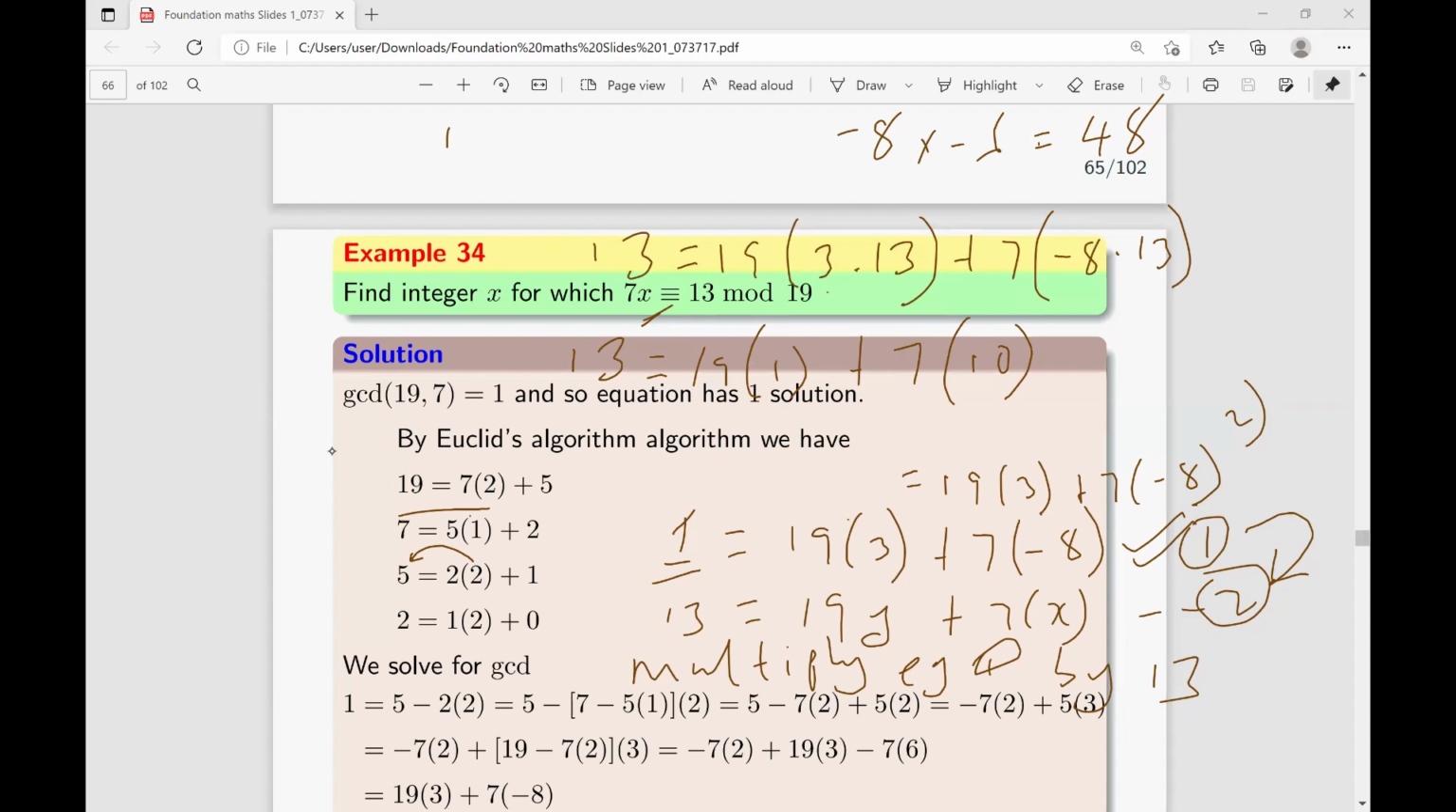Now let's come back to the question. The question wanted us to find x. X was the number multiplied by 7. From what we now have, our X is 10, the number multiplied by 7.